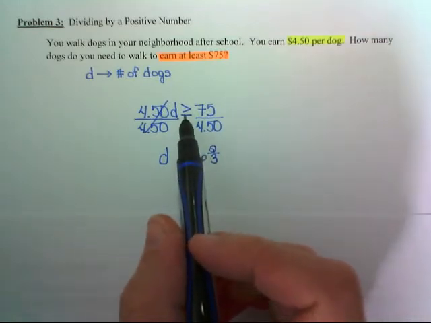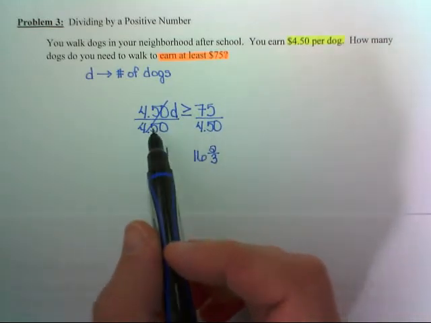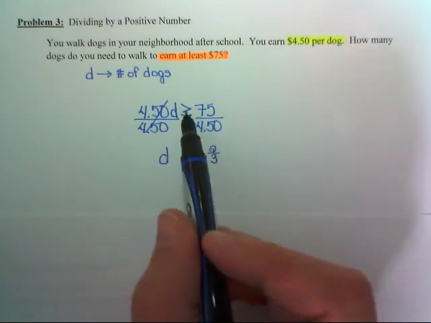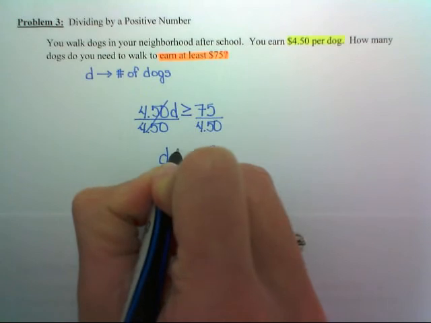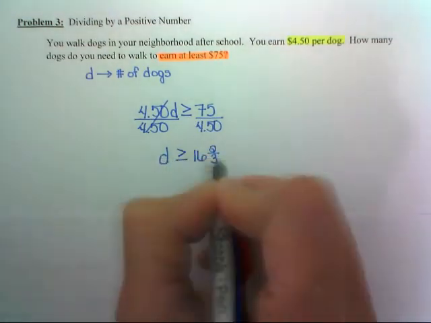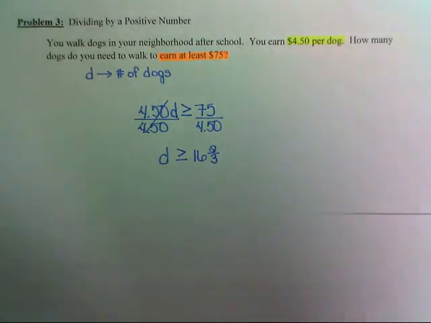Now, what do we do with our inequality symbol? We multiply both sides by $4.50. That is a positive number, so our inequality symbol does not change. It remains greater than or equal to. So this is our inequality. D has to be greater than or equal to 16 and 2/3.